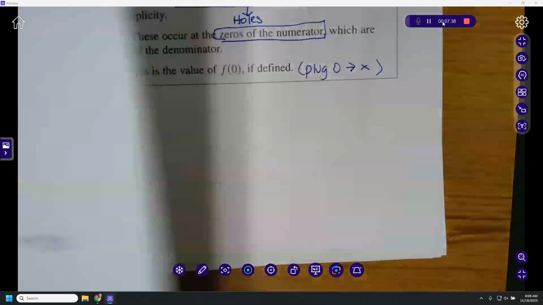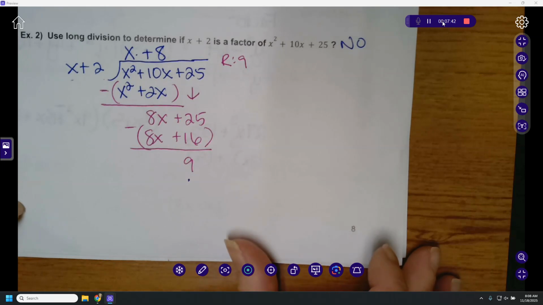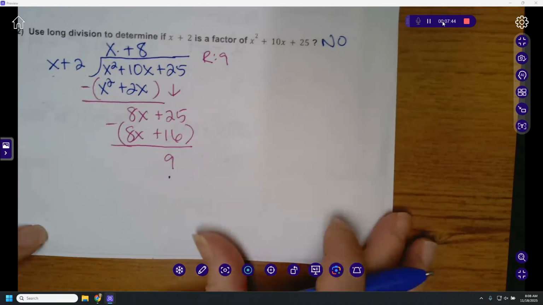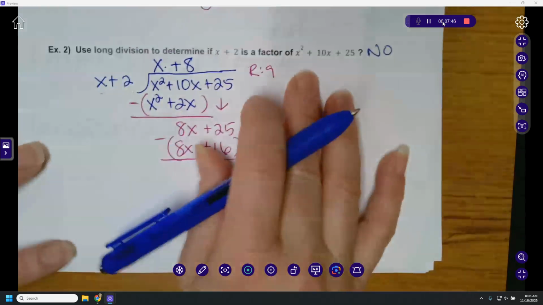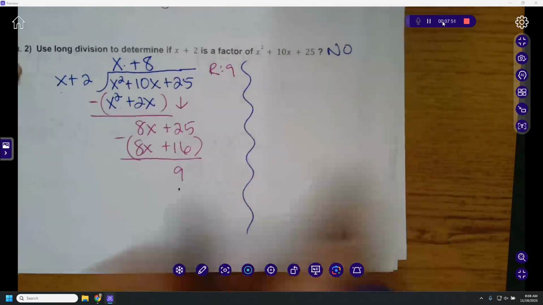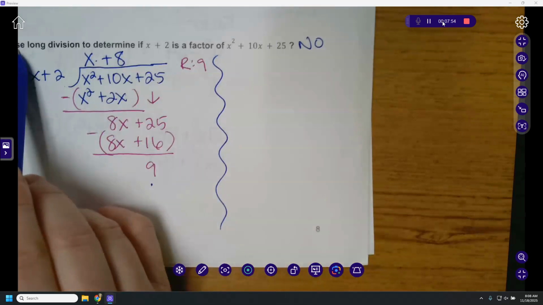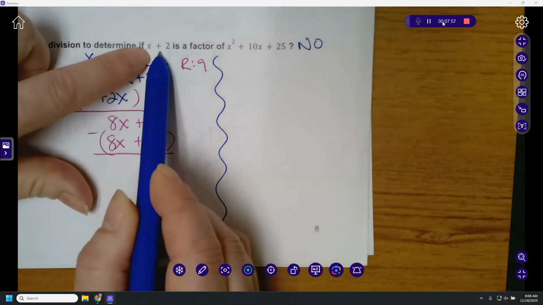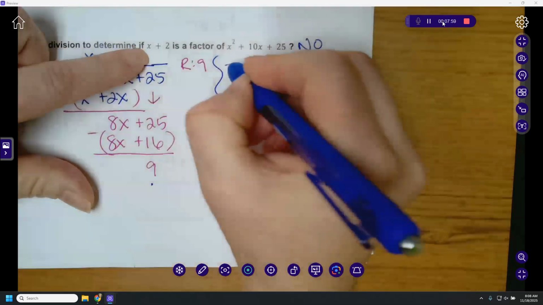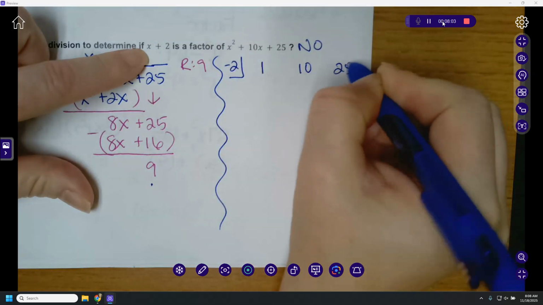Let's flip back to one of the ones we did yesterday. You don't have to do this. I'm going to just show you synthetic division. Just follow along, just so you see that we get the same thing as we did with long division. So if I did one of our examples from yesterday, I would put negative 2 in the box, 1, 10, and 25.